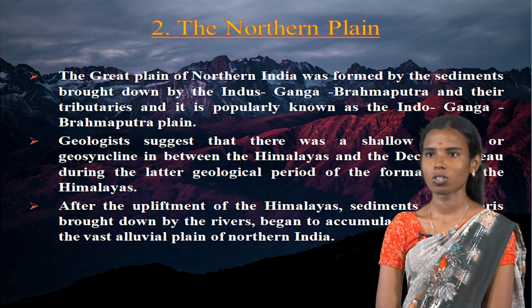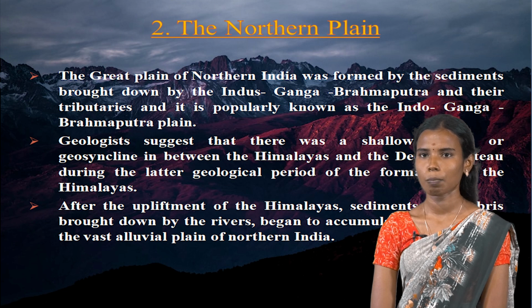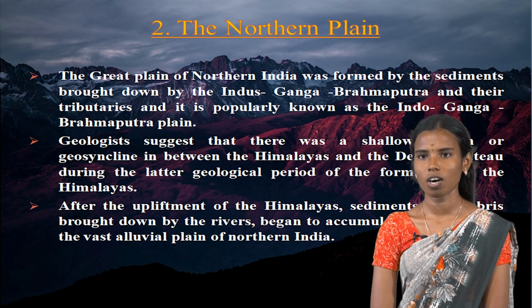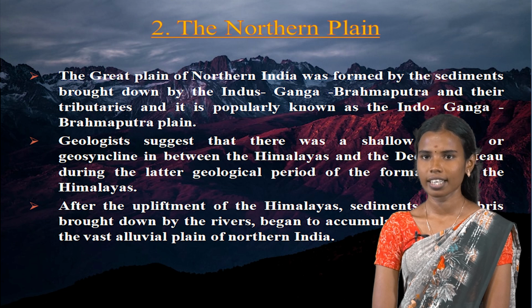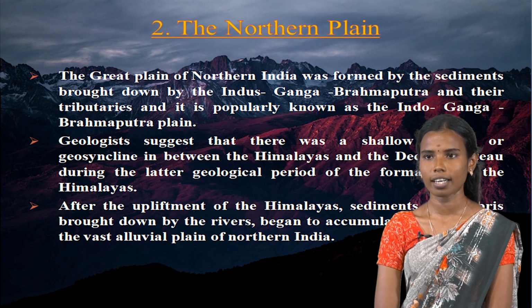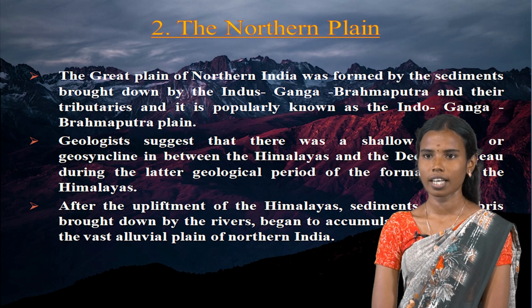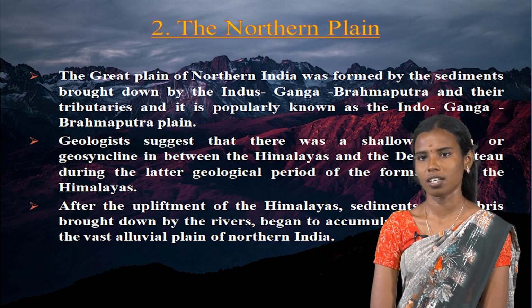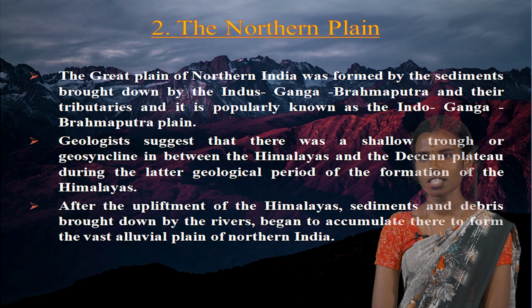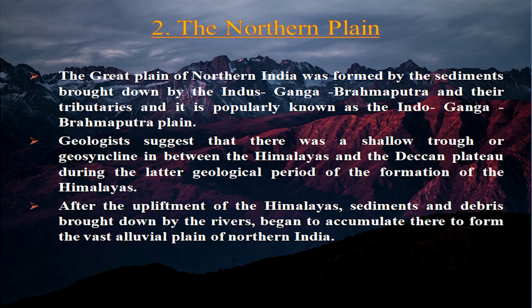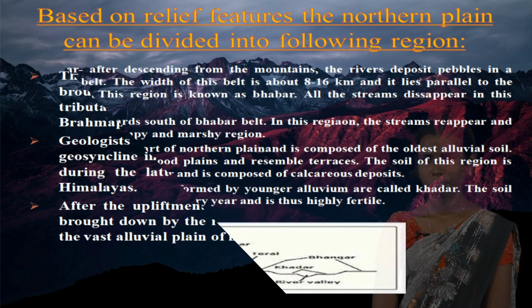The second one is the northern plain, that is the Indo-Gangetic plain. The Great Plain of northern India was formed by the sediments brought down by the rivers Indus, Ganges and Brahmaputra and their tributaries, and it is popularly known as the Indo-Gangetic and Brahmaputra plain. Geologists suggest that there was a shallow trough or geosyncline between the Himalayas and the Deccan Plateau during the later geological period of the formation of the Himalayas. After the upliftment of the Himalayas, sediments and debris brought down by the rivers began to accumulate there to form the vast alluvial plain of northern India.